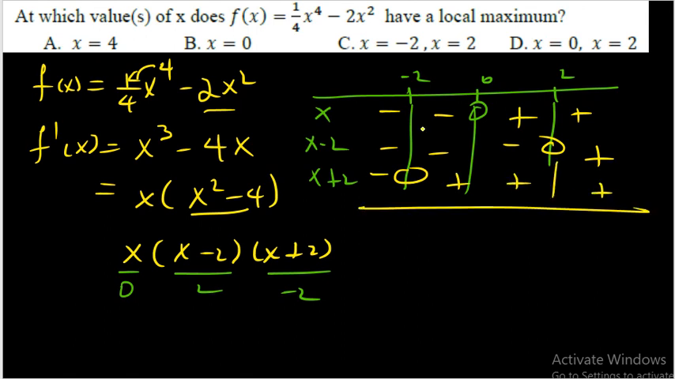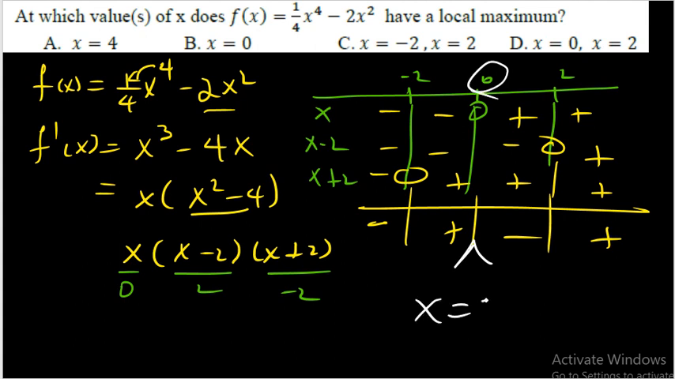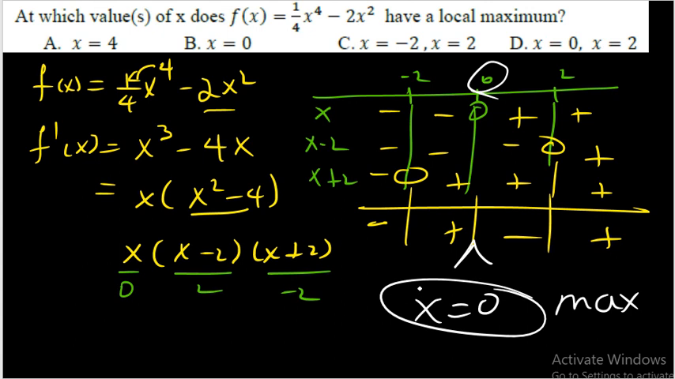Okay, finally 3 negatives will be negative and 2 negative will be positive. We are trying to see, and here negative, positive. So we are asked maximum. We have to see the sign change from positive to negative, which is here at 0. So at x is equal to 0, it has maximum. The local maximum value will be found there.